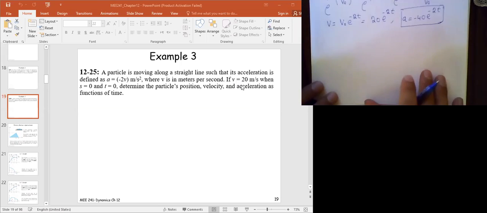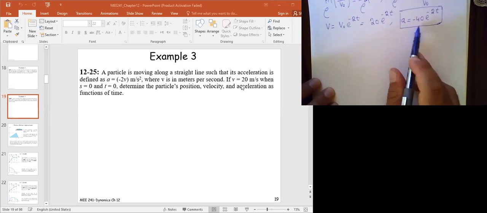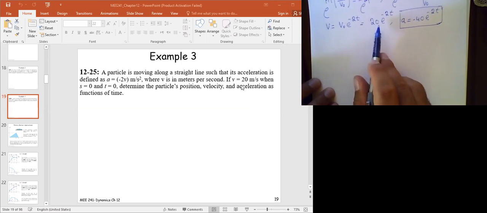Exactly, you can integrate this guy twice or you can integrate this, right?